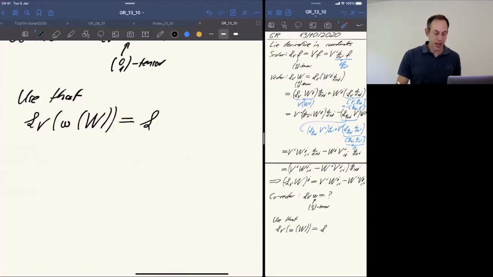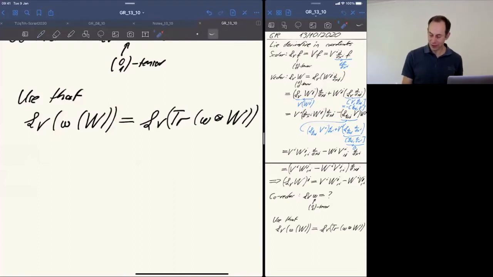But now we can rewrite it. We can write it as the Lie derivative applied to the trace of omega and W. Now you have to remember what the trace does. The trace applied to such an object does exactly this. It transforms this tensor product into this acting on this. So think of trace as always taking the first part of the tensor product and applying it to the second. That's how we define the trace. I mean, it can be defined more generally, but that's what it does in this particular situation.